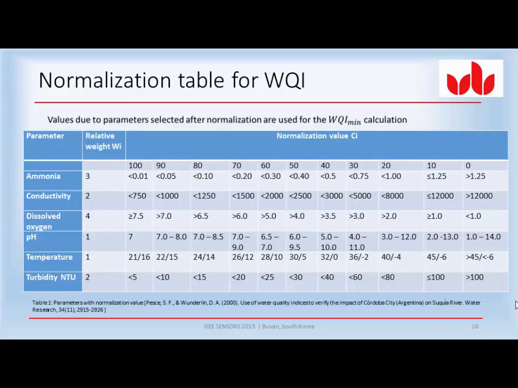And for this, what we need to do is use a normalization table. This has been researched by a lot of researchers and gives us the parametric values of all of these components. So depending upon which components we are using and the range in which the values lie, we can find the normalization value for each of the parameters.